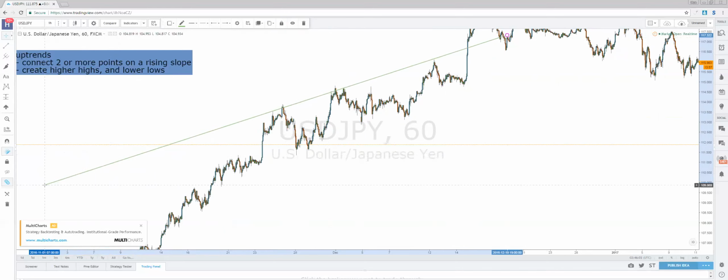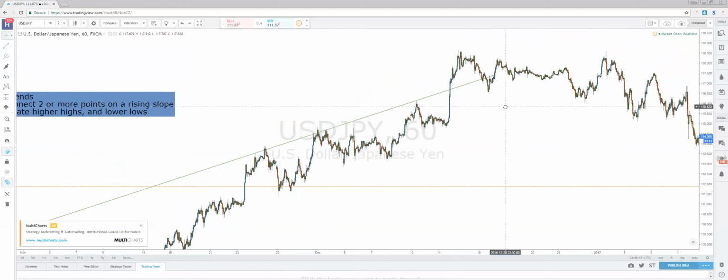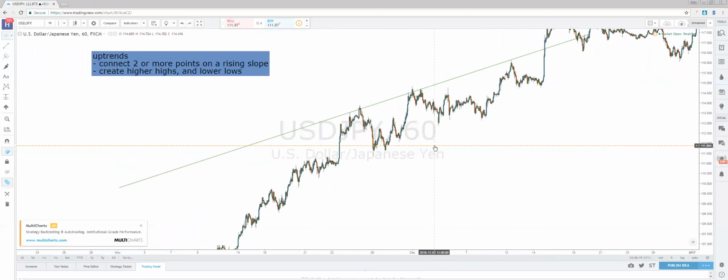Can even do something like that. Okay, so you guys see that? You can see how my trend line here touches just about as many points as I can: 1, 2, 3, 4, 5, 6, 7. Okay, this is an uptrend.